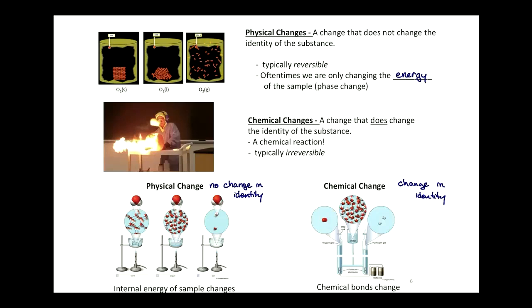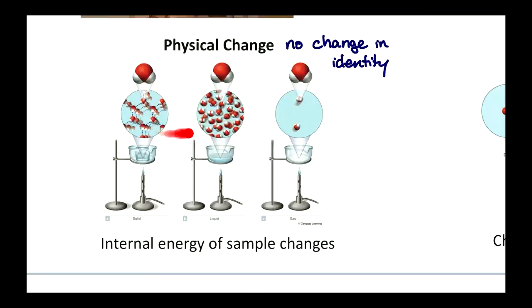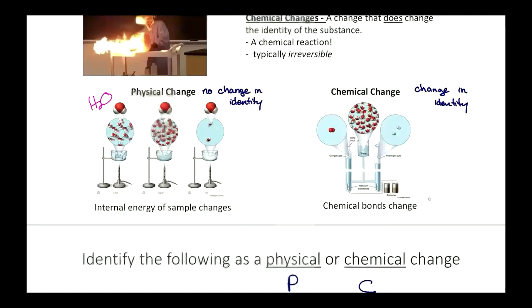So those are all physical changes. In physical changes, you do not change the identity of the thing. It's still H2O in liquid form, in ice form, in steam form. It's just the phase that is different. So we're not changing the identity of the sample. Here's an example, turning ice to liquid to gaseous water. Really all we're doing in a physical change is changing the internal energy of the sample. That's it. It's still H2O in all of those examples.